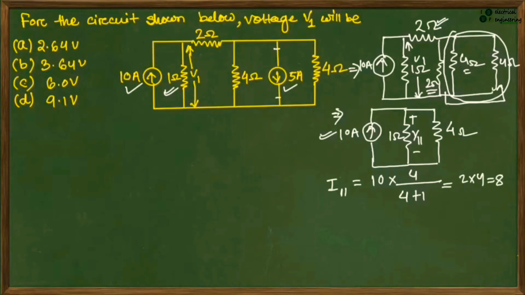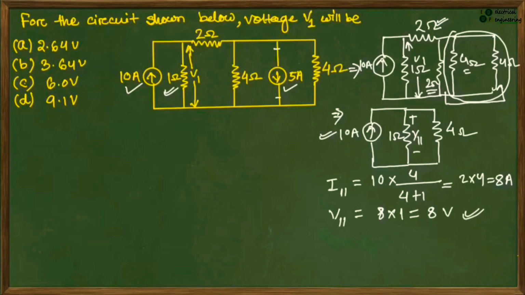This is 8 ampere. Now the voltage V11 will be equal to current into resistance. Current is 8 and resistance is 1, so it equals 8 volt. So due to the source 1, that is the 10 ampere source, the voltage will be 8 volt.